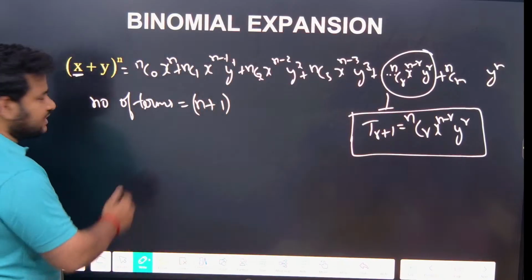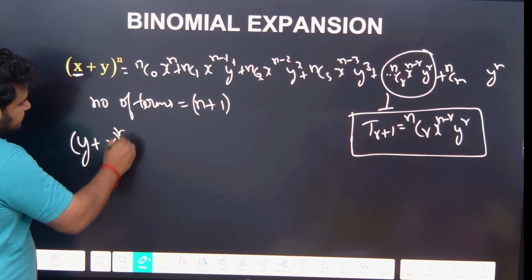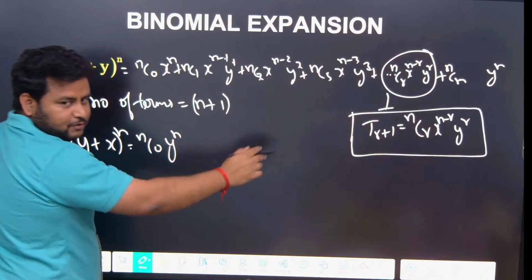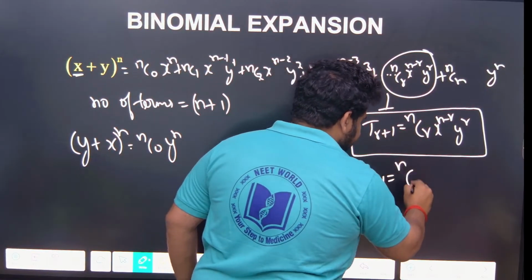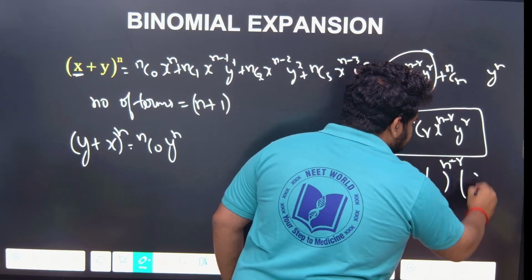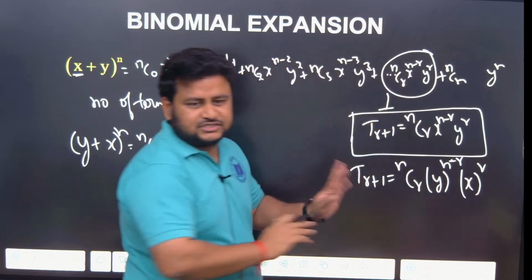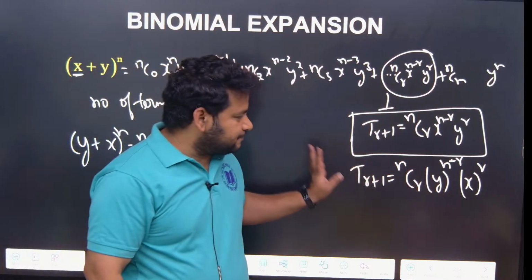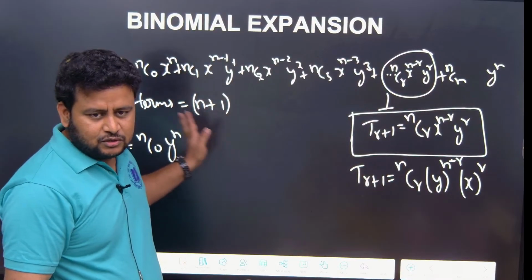Suppose the expansion is like this. Instead of x + y, if it is y + x, what will happen? This will become nC0 y^n, and it will go on like this, y^n. But what will happen to the formula for T(r+1)? nCr will remain as it is. Just listen here. This will become (n - r), and the other term has power r. Here, instead of x you should write y, and here you should write x. Just interchange x and y. You will get the answer. Clear? So, this is the one basic thing you must know when it comes to binomial expansion.